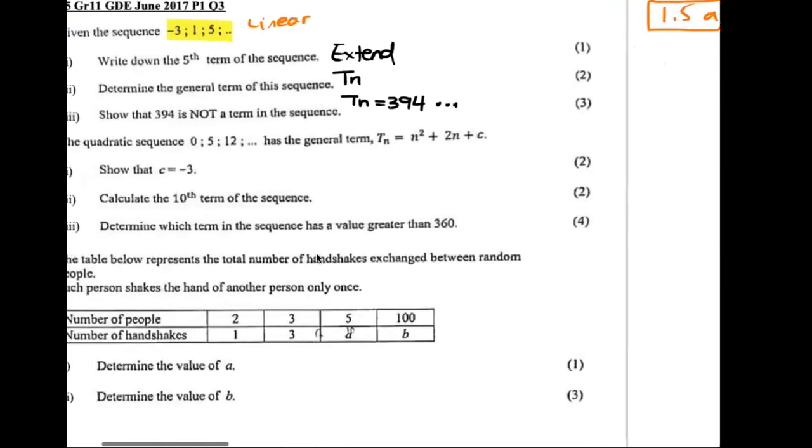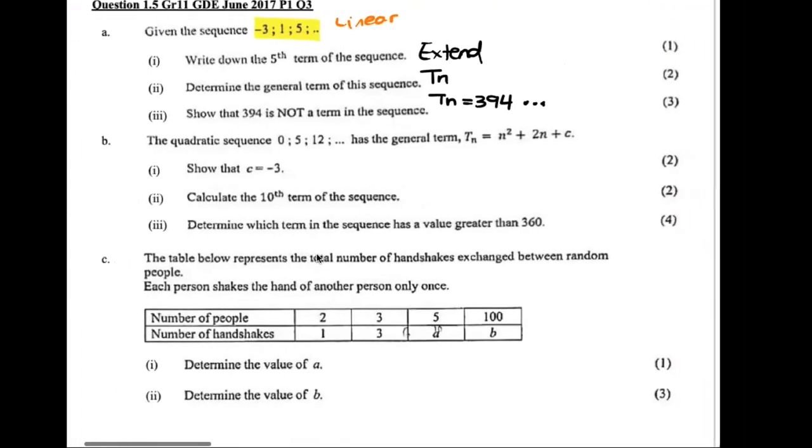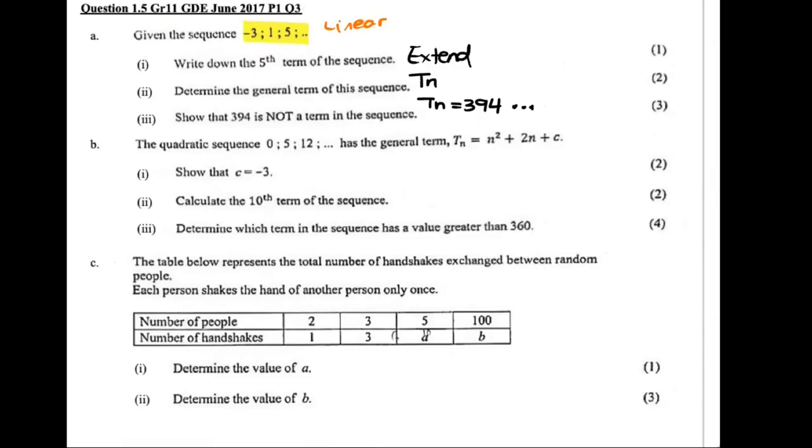Okay, so that was question 1.5a, a nice linear pattern. Let's have a look then at B. The quadratic sequence. So immediately they're telling you that this is a quadratic sequence. 0, 5, 12 has the general term Tn equals n squared plus 2n plus c. Show that c equals -3. Okay, so we are going to do this by substitution.